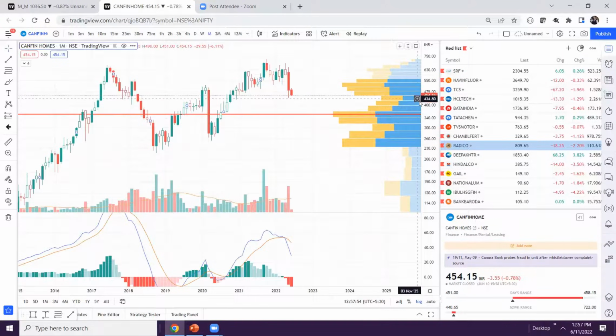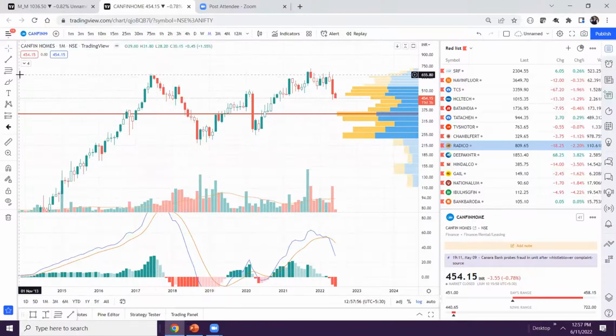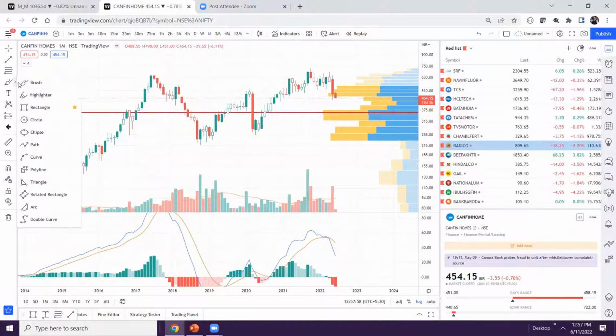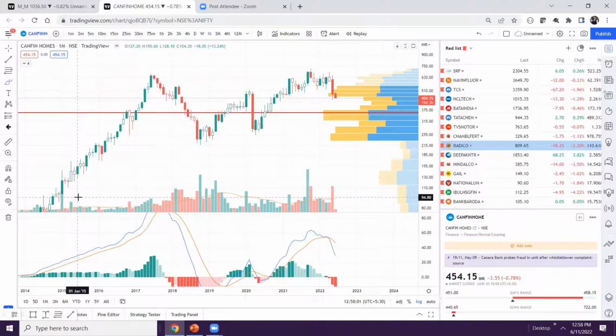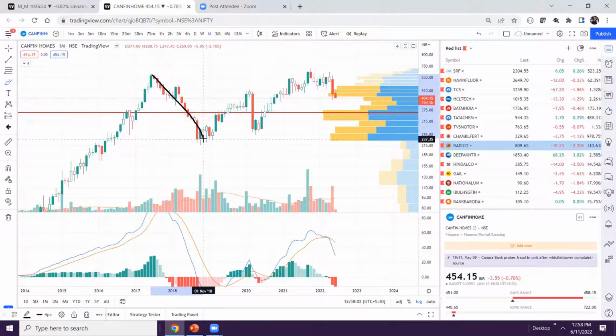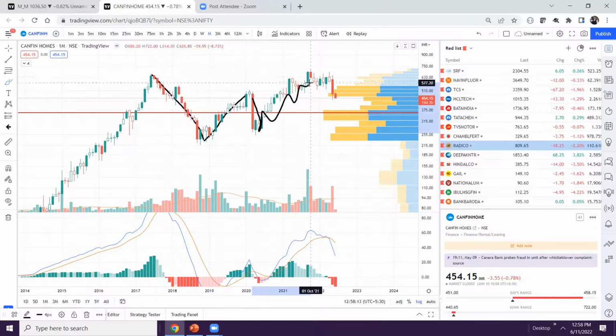If you know how to mark the waves, let me draw it for you. See, this is an impulse. This is the first correction. That will be A. After this it is fast, so this cannot be B. So we have to wait for a correction. Then this is B, and then it has to come down to form C.